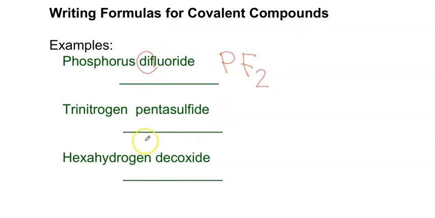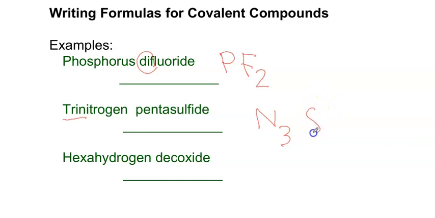No crisscrossing involved in these. Remember, the whole reason you crisscrossed in an ionic bond is because they were transferring electrons. These ones are just sharing their electrons, so we don't need a crisscross. So this one says trinitrogen. Nitrogen. Tri is a 3.